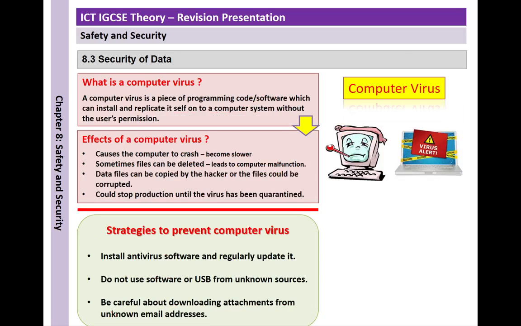Next, a virus. It's just a tiny piece of program or code of software which installs and replicates itself in your computer without your permission. So why do viruses install themselves in your computer? First of all, to crash the computer, make it slower, open and close applications in the background. Suddenly you will find that you have a very slow computer. And they can corrupt your data, or they can delete your data.